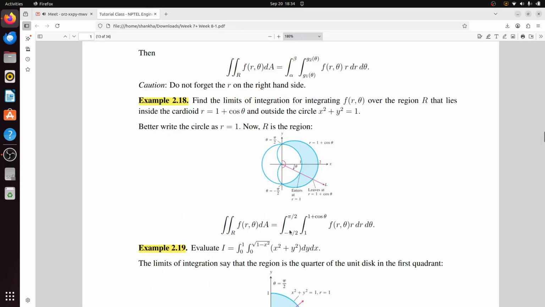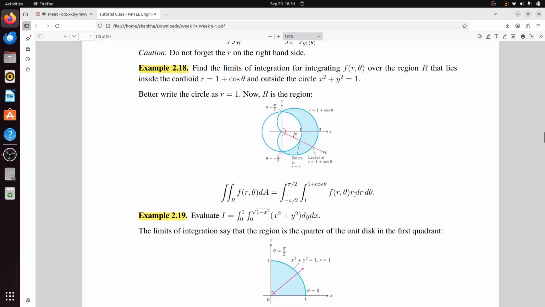Okay, so here you need to rotate theta from minus pi by 2 to pi by 2, and your r varies from 1 to 1 plus cos theta. So here we just need to integrate f(r, theta) dr d theta, because f(r, theta) is not given, so that will be just simply this.